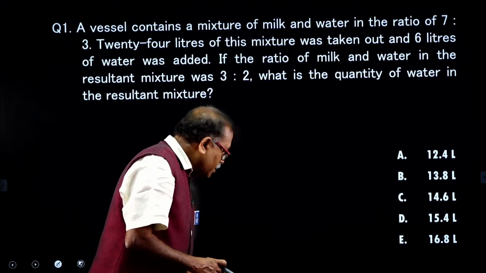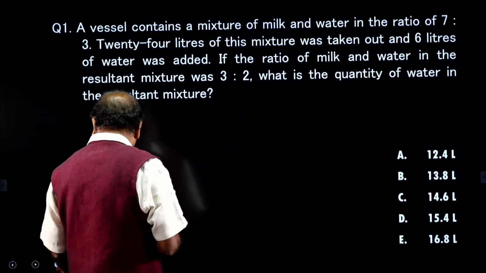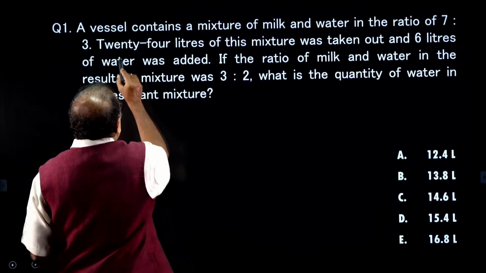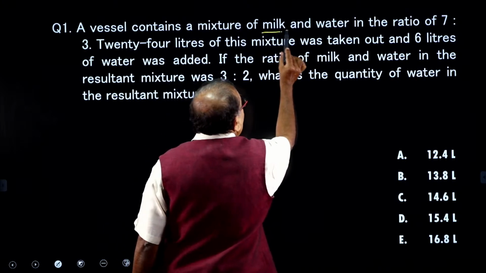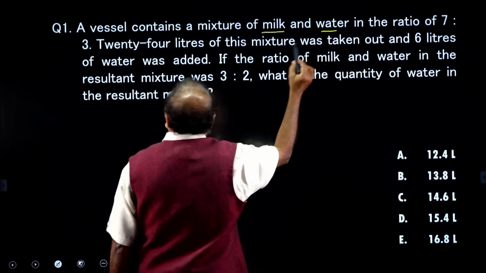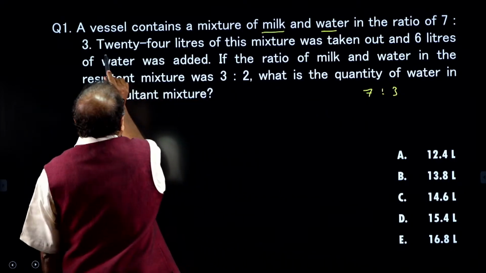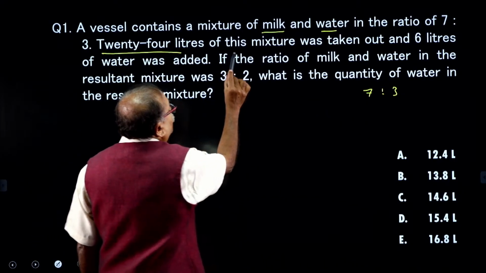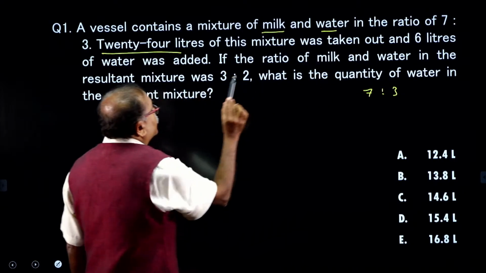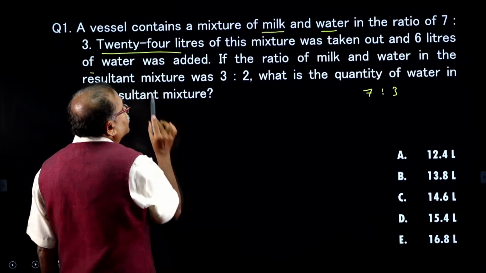Okay. Come on, let me read the question here. A vessel contains a mixture of milk and water in the ratio of 7:3. 7:3 is given to us. 24 liters of this mixture is taken out and 6 liters of water is added.